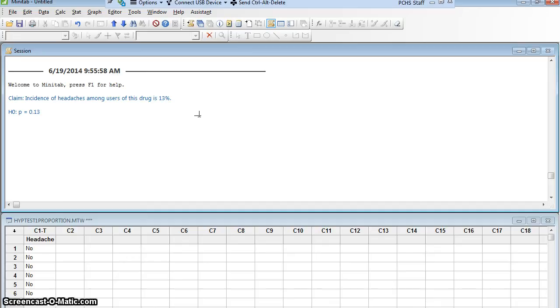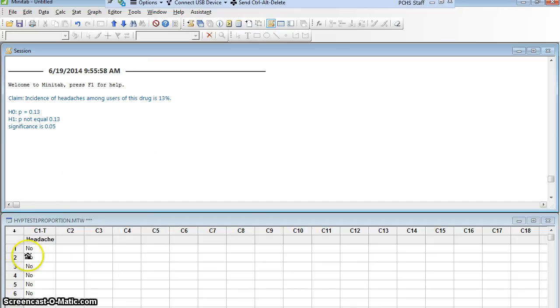If that's my null, what should my alternative be? Well, when I'm testing an equals claim, the best alternative I can use is not equal. P not equal 0.13. I don't have a convenient not equal button, but that's all right, I can just write it out. The other thing I want to know is, what am I working at? What significance or confidence? Well, I'm working at 95% confidence, or at a significance of 0.05. All right, so now I'm ready to do my hypothesis test.